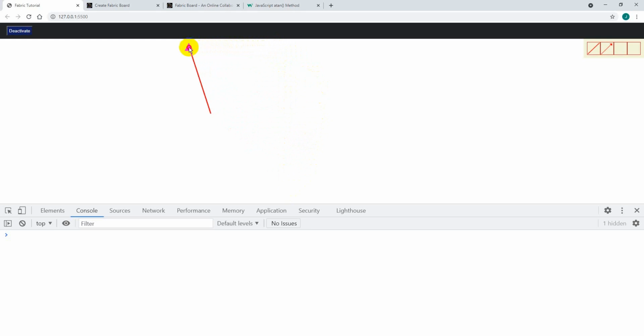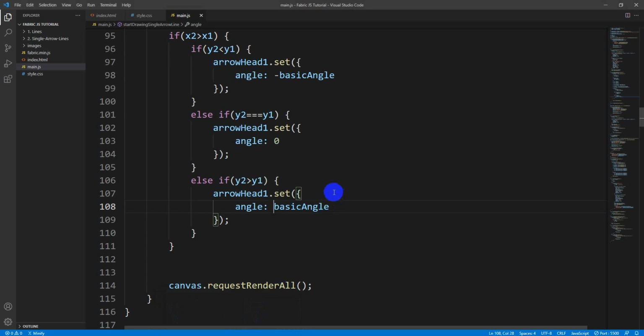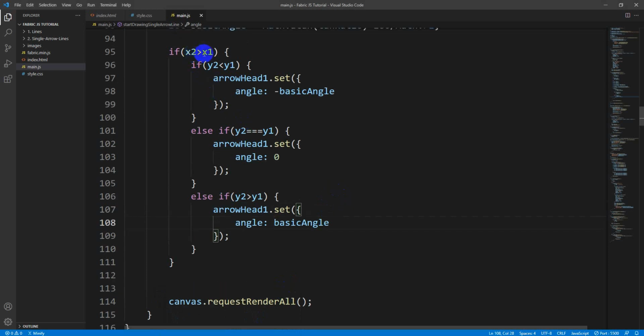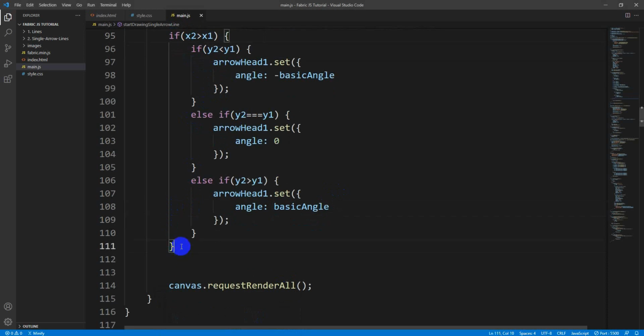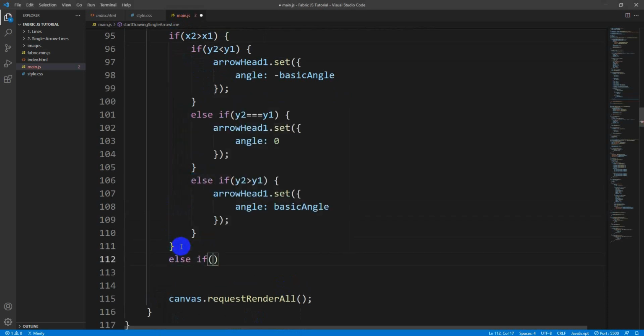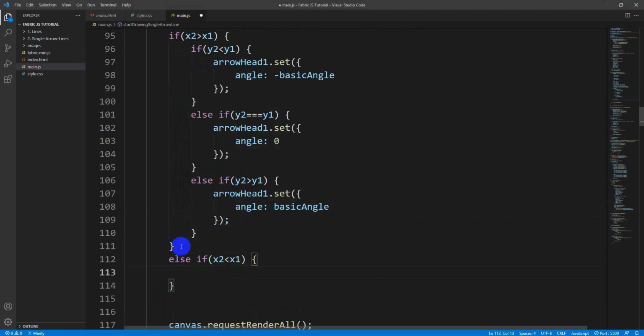So if I move to the left, as you can see, there's something wrong. It's not pointing in the correct orientation. So we have to do something on the left side as well. Let's do that. On the left side, x2 is lesser than x1. So we can say else if x2 is lesser than x1. Then we have all these three conditions again.